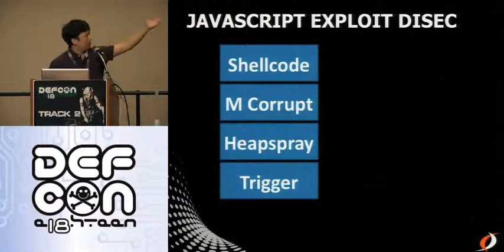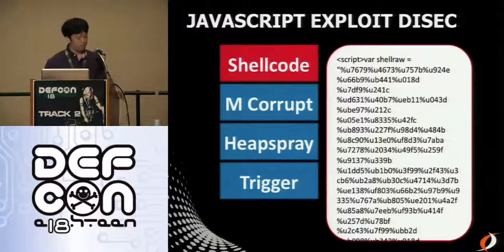So this is basically what makes up a JavaScript exploit. There's a shellcode, there's the memory corruption part, heap spray, and trigger. This is how a piece of shellcode looks like. Basically just a very long list of strings, which converts to bytes.